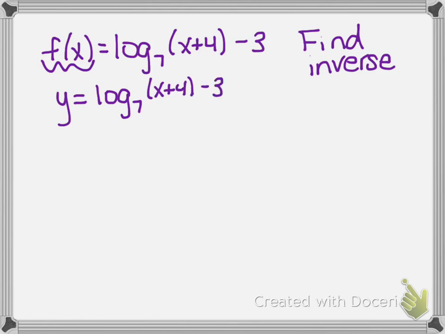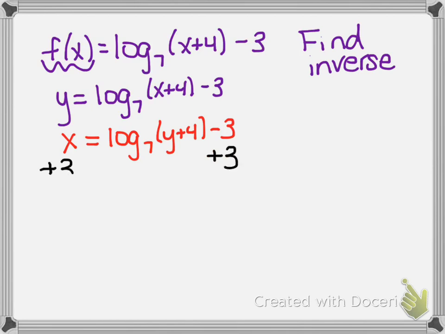And then step 1, switch the x and y. So it would become x equals log base 7 of y plus 4 minus 3. And then step 2 would be to isolate the y. And in order to do this, what we would need to do first is add the 3 to move it over. We need to get the log isolated. So we have x plus 3 is equal to log base 7 of y plus 4.